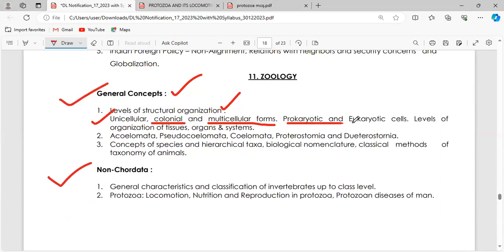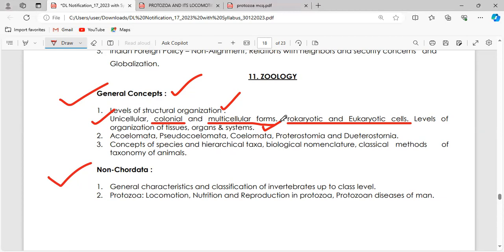And what about prokaryotic and eukaryotic cells? An organism which has a very poorly developed nucleus is said to be prokaryotic, and one with a very well developed nucleus and membrane bound organelles is said to have eukaryotic cells. And the levels of organization of tissues, organs, and systems. There are approximately 4 different grades of organization: cellular level, tissue level, organ level, and organ system level of organization.